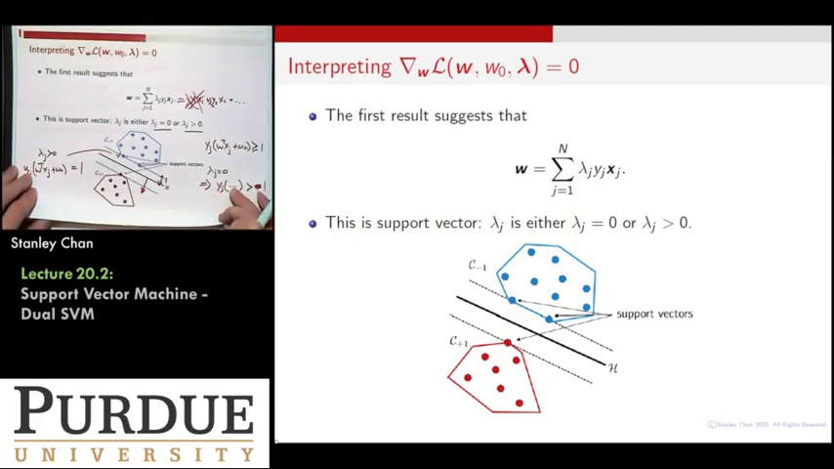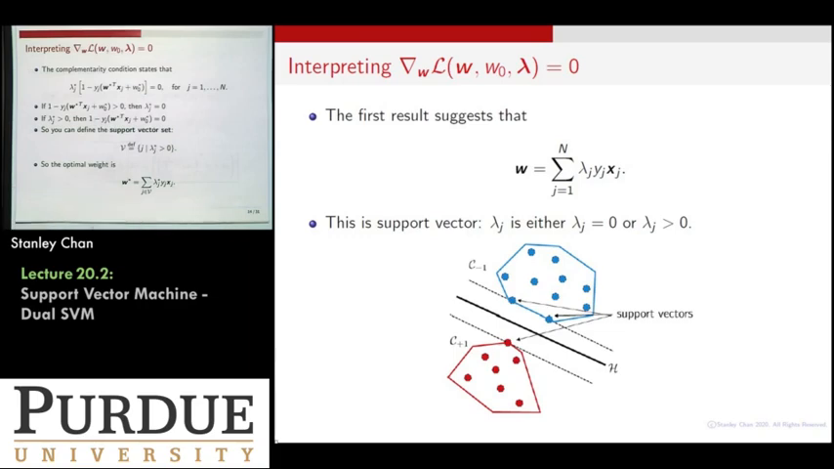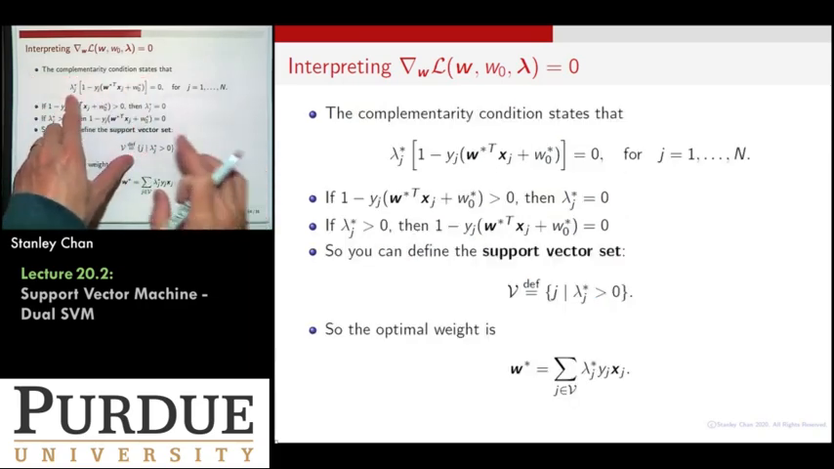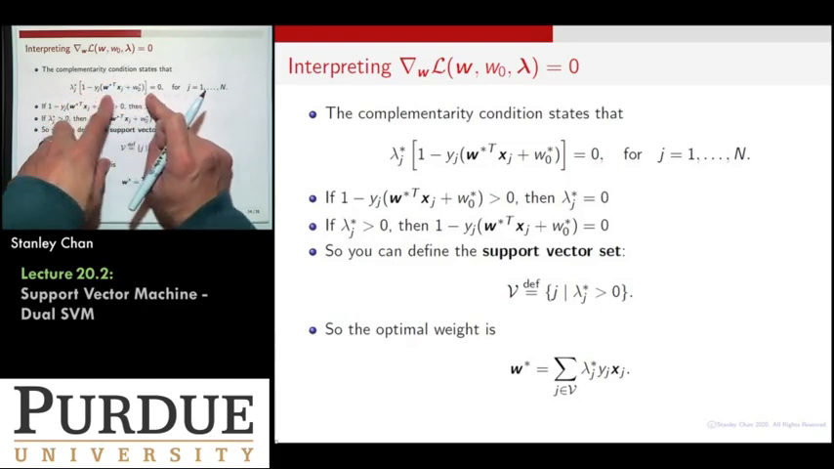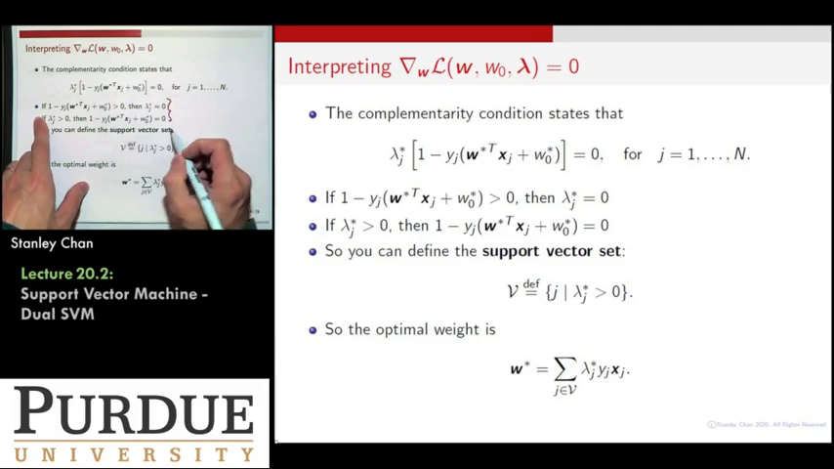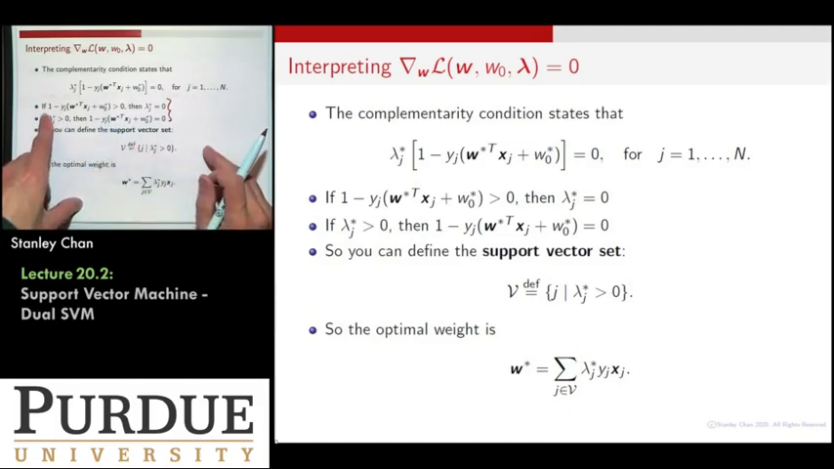Is this concept okay? All right. So let's move on and then do a little bit more calculation. So now the complementarity condition states that this lambda j times all these has to be 0. And so this is just a summary of what we have talked about. You will have either one of these two cases.